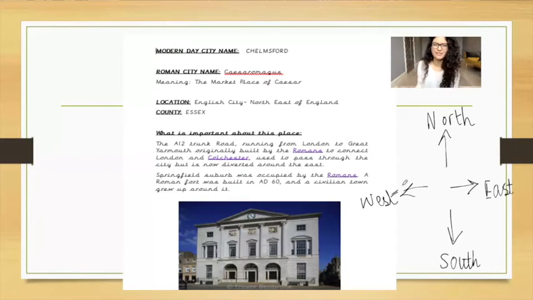Now, there are so many different ways of remembering the directions. I have a very interesting way of remembering, and this comes down to what I was taught in primary school when I myself went to primary school. The rhyme that I use to remember my directions is never eat shredded wheat. And I'll tell you why that works.